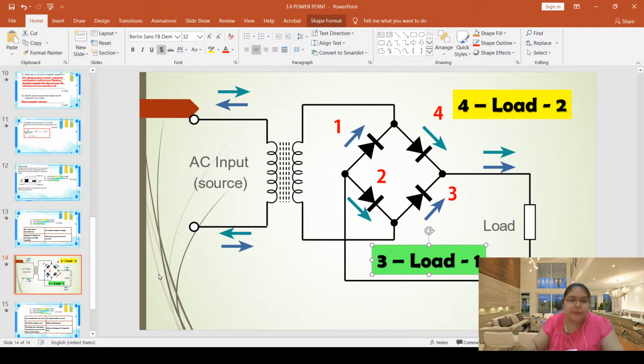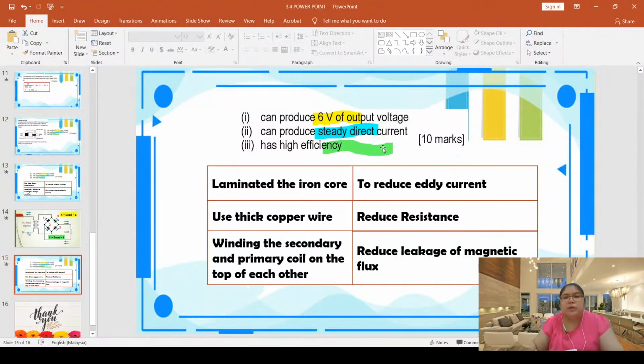Okay, so we continue with this one. Okay, efficiency. How to increase efficiency? Laminate the iron core to reduce the eddy current. Okay, use thick copper wire to reduce the resistance. And the last one, wind the secondary and also primary coil on top of each other. So this one, we can reduce the leakage of the magnetic flux. Okay, so understand, this one is an AC question, how to build the transformer.